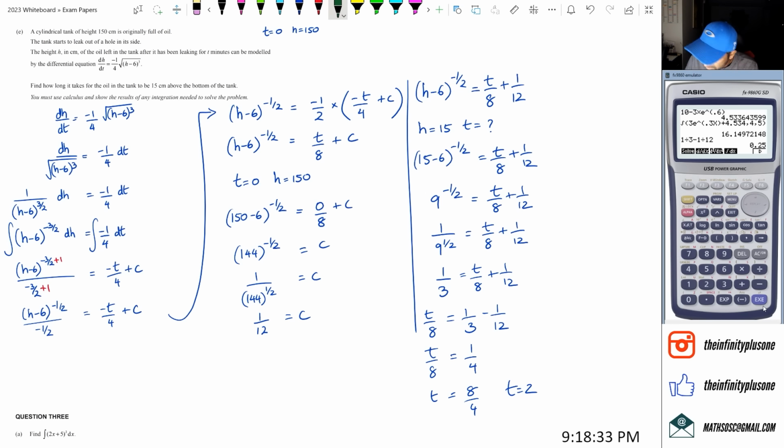So grades wise, t equals 2 is going to get you an excellence grade. Correct solution of the DE gets you a merit. So I'm assuming here is where we're looking at a merit. Correct integral with respect to h, that's this line right here. That's what you're looking at for an achieved.